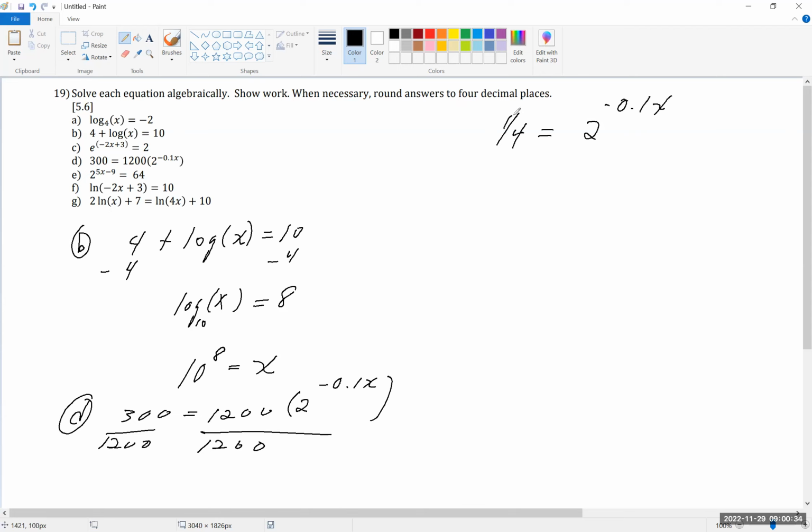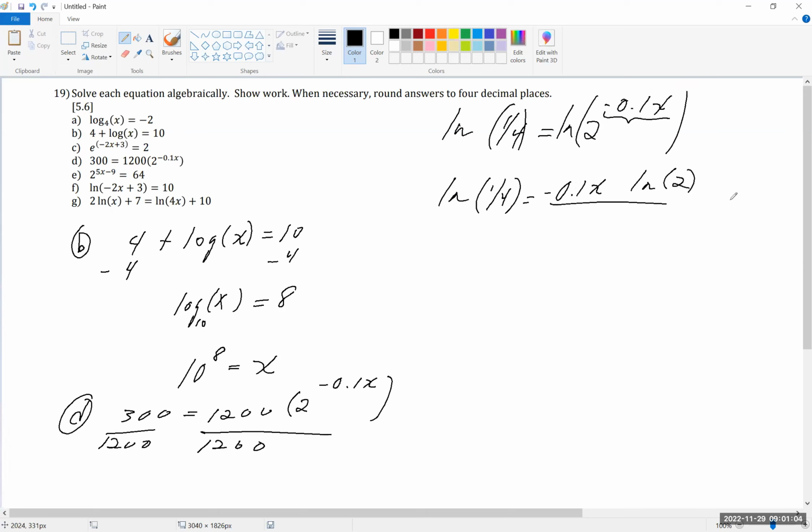0.1x. And then what I'm going to do is I'm going to take the natural log of both sides. What that allows me to do is to bring this exponent out to the front. So I've got the natural log of a quarter is equal to negative 0.1x times the natural log of 2. Okay, so now divide both sides by the natural log of 2, and I might as well divide by the 0.1 too.